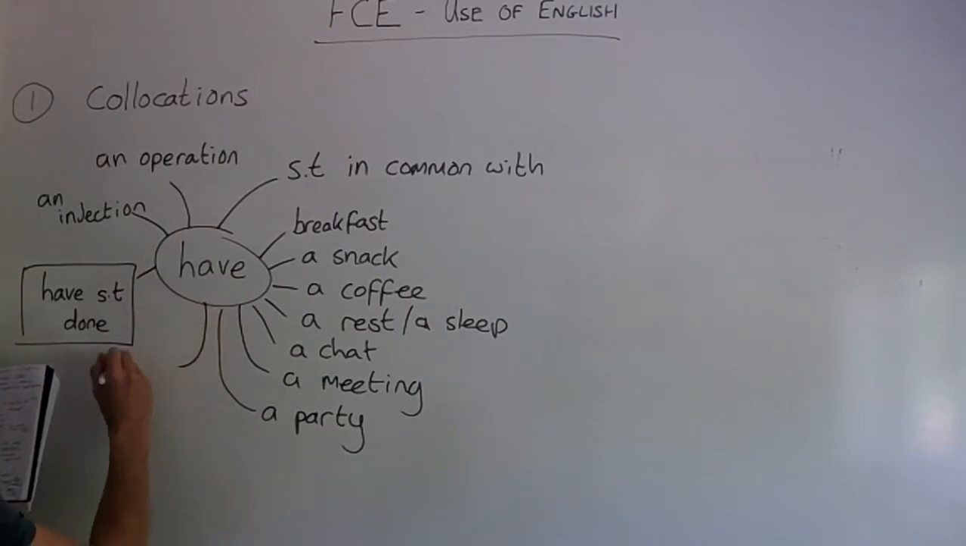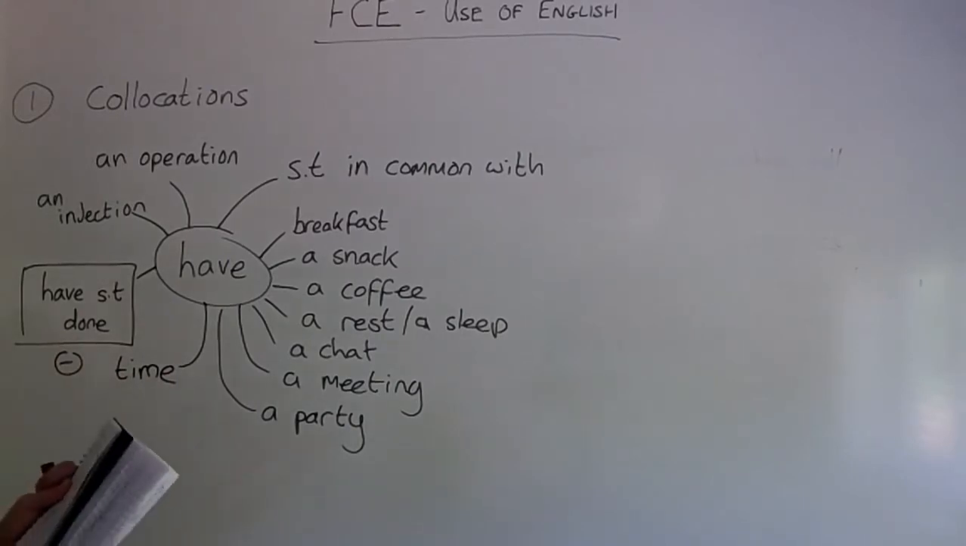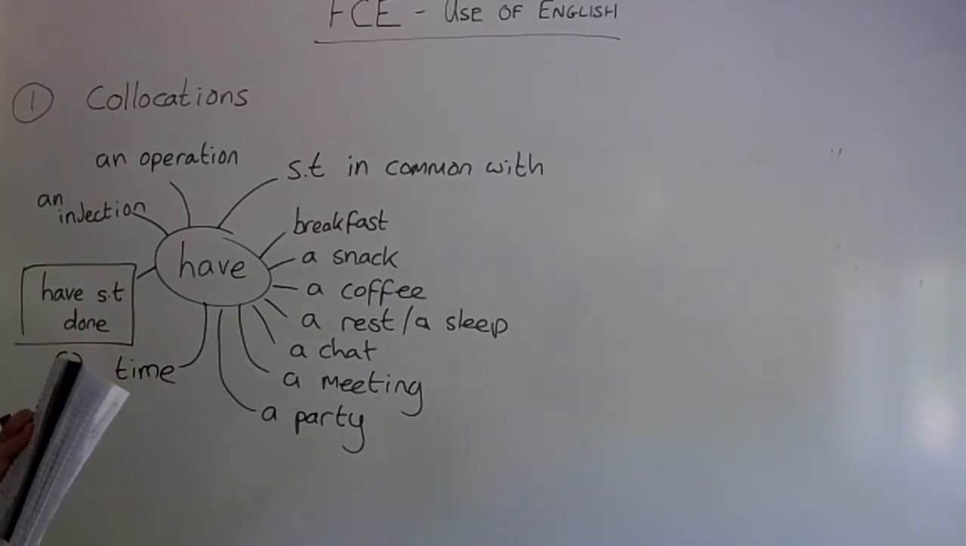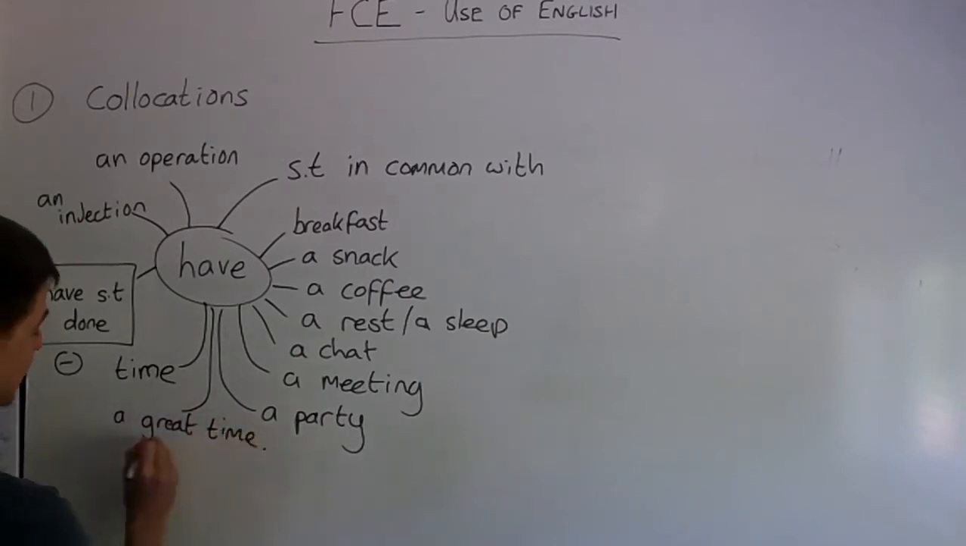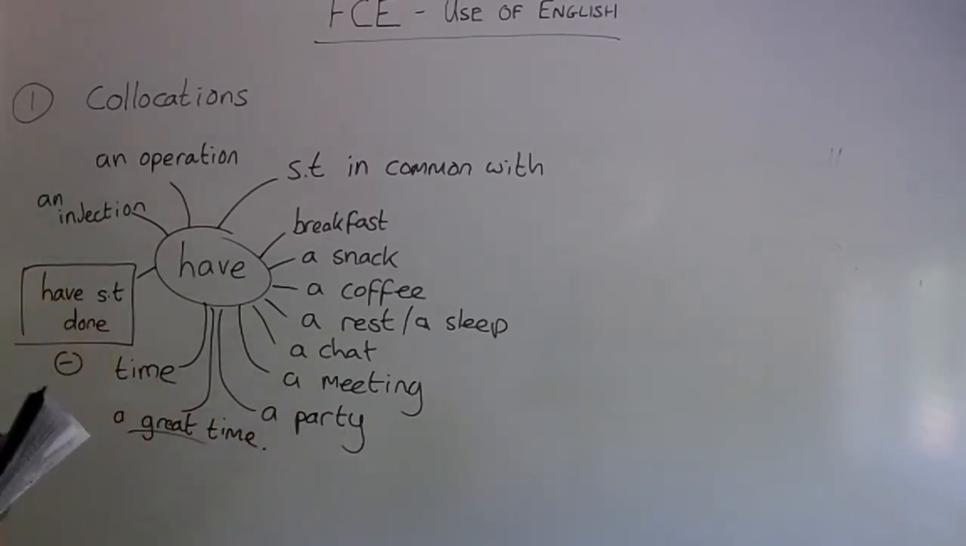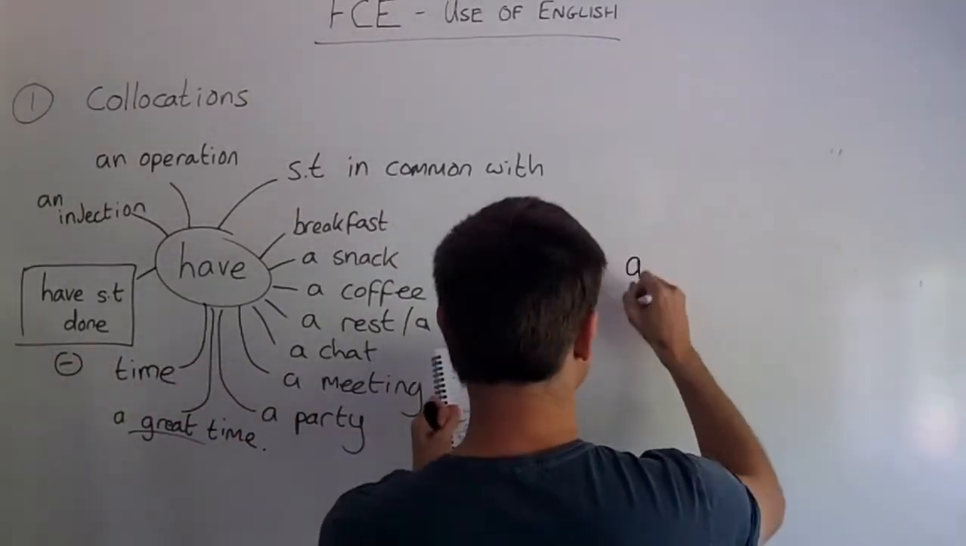Okay, I think a couple more. Have time to do something. I didn't have time. Very often used in the negative. I didn't have time to finish my homework. Yeah. Or have a good time. I had a great time on holiday. Have a great time. In fact, let's remember that. Great often collocates well with nouns. Have a great time. I had a great time. Okay, that's plenty for have. Let's go on to go.